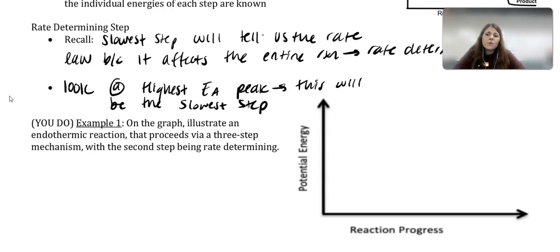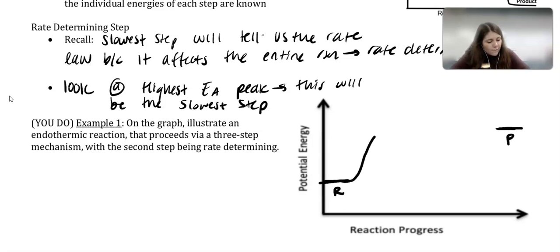Endothermic reactions mean that your reactant energy will be lower than your products. So here, that's where I'm going to first start. Here are the reactants, and I'm going to show products over here. It tells us that the second step needs to be rate determining, so that needs to have the largest hump, the peak activation energy. This is a 3-step mechanism, so we're going to need to show 3 humps total. Each hump indicates one elementary step.